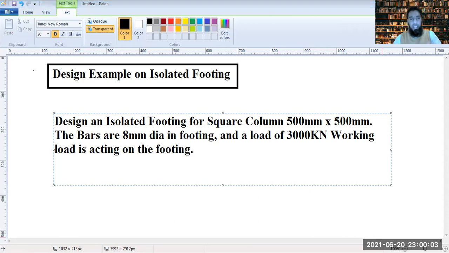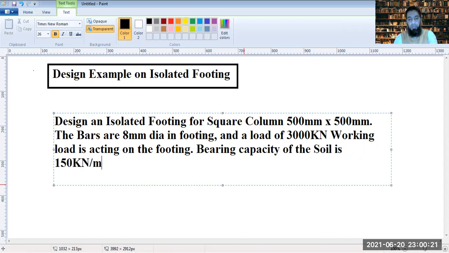Now, this is the load that's acting on the footing. Let's say there is a bearing capacity of the soil of 150 kilonewton per meter square, right? That's the bearing capacity. Now, the bearing capacity is usually at a depth of 1.5 meter below the ground level, where we actually determine it. This is the usual depth.